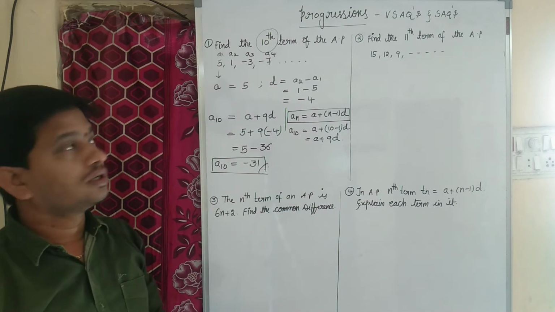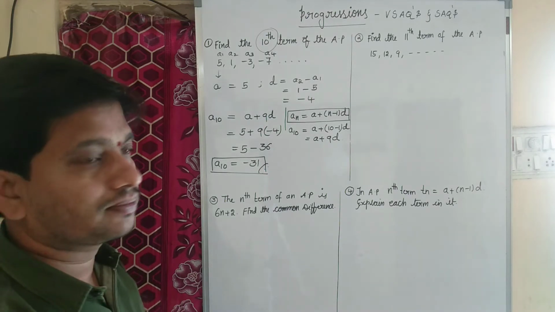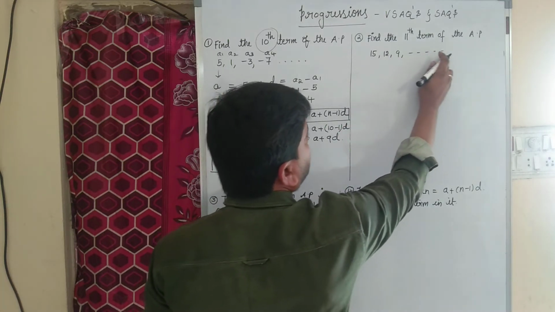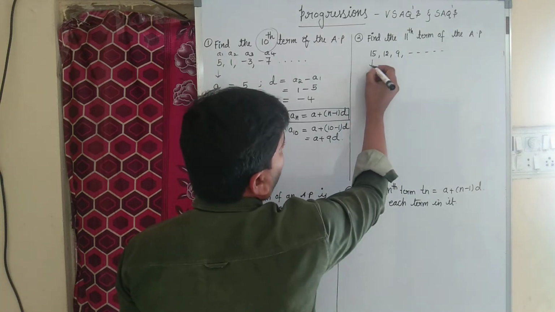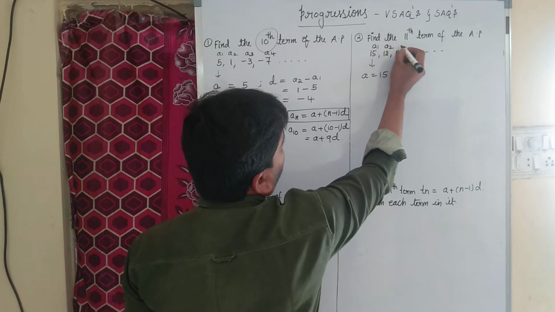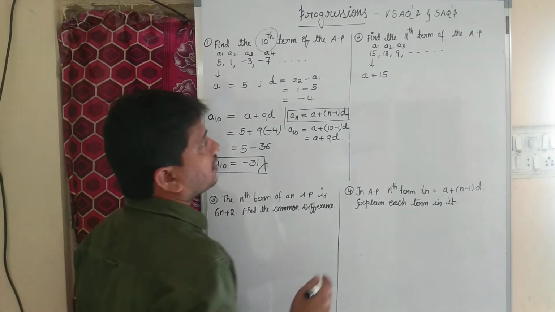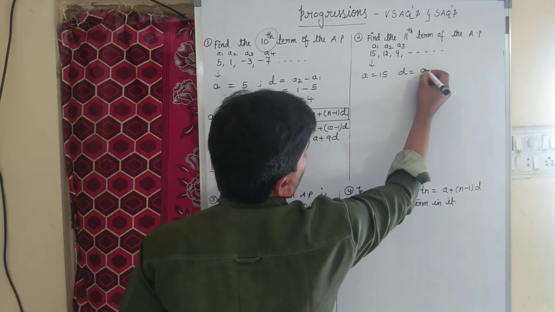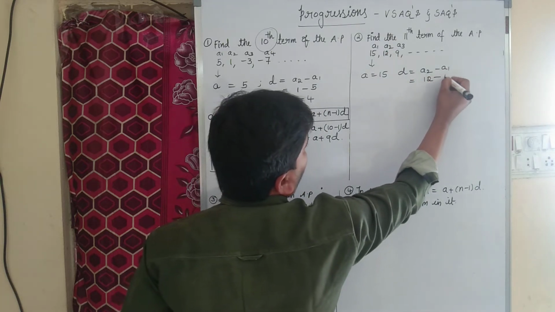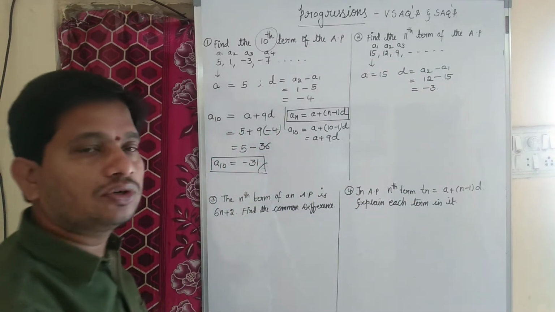Is it clear, children? Now, the same method question, find the 11th term of an AP. As the given sequence is 15, 12, 9 and so on. So here, first term is 15 and this is our first term A1, A2, A3 and so on. Right? So how to find common difference? Common difference D equal to A2 minus A1. As the value of A2 is 12 minus A1 value is 15. So 12 minus 15, that is equal to minus 3.